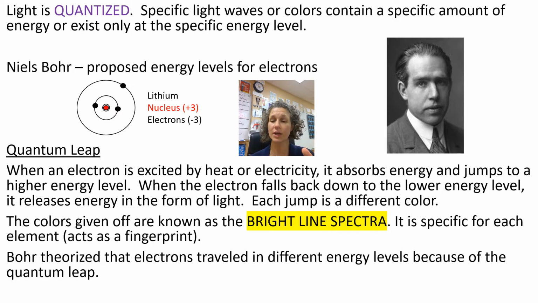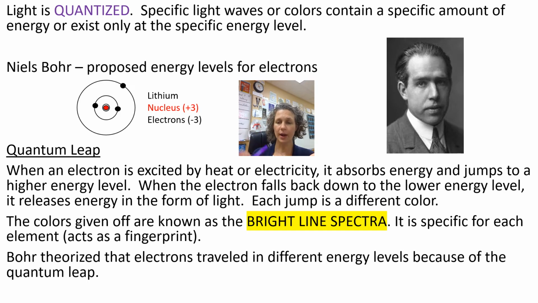I don't have a picture of it on here. When you're in class, we'll actually look at some of these through some prisms and see these different things. But basically, when an electron is excited or given extra energy, heated up, or you add electric current to it, the electrons will absorb energy and jump up to a higher energy level.